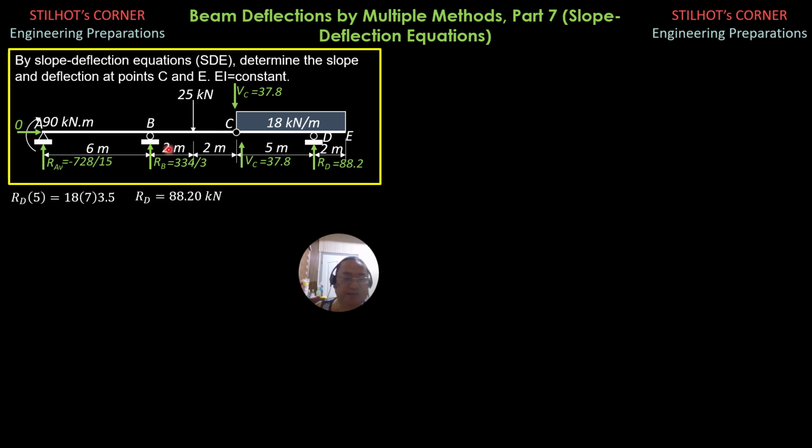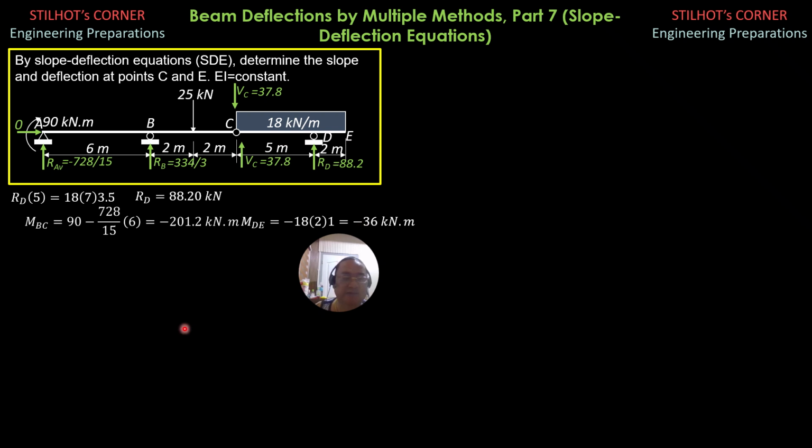So moment AB, moment B is moment BC. It is equal to positive 90 plus negative 728 over 15 times 6. So it is negative 201.2 kilonewton meter. That's moment BC. So moment BA is the positive of that value. Likewise, moment DE is negative 18 times 2 times 1, and it is negative 36 kilonewton meter. And moment DC is the positive value of that.